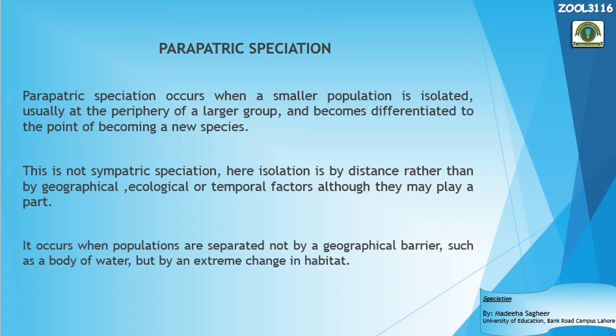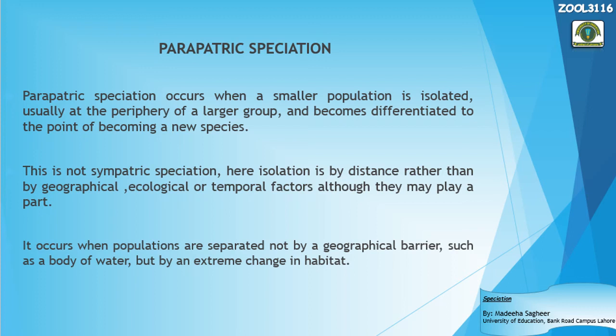Suppose the individuals present at the boundary or periphery of the large population have some environmental changes that are not present in the rest of the geographical area where the larger main population lives. That small group at the periphery would undergo those environmental changes and further adaptations, which will lead to the differentiation of that isolated periphery group from the rest of the population.